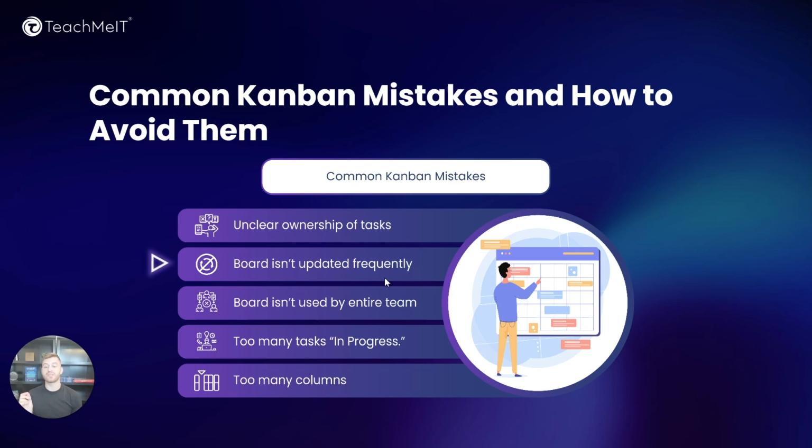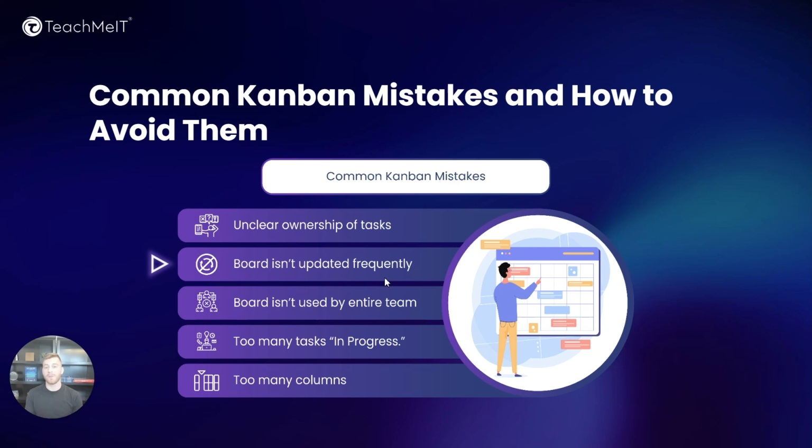Kanban mistake number 2 is the board not being updated frequently. You should be doing frequent and periodic checks to not only check the tasks that are within your board, but also ensuring that the columns are still relevant for what you're doing. One of the easiest ways to avoid this type of mistake is to have a periodic cadence where you go in and you frequently check your board. That way you can go through and update it as needed.